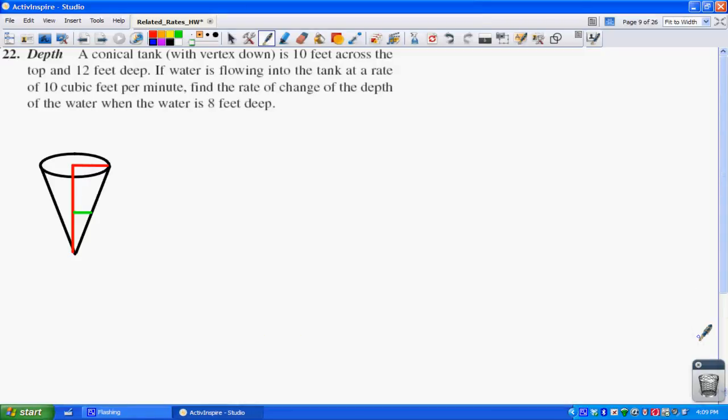Okay, so we're on question number 22 in the related rates problems. I drew this beforehand. We had a conical tank with a vertex down. This is one of the questions that we started in class. Well, similar, not the same type.